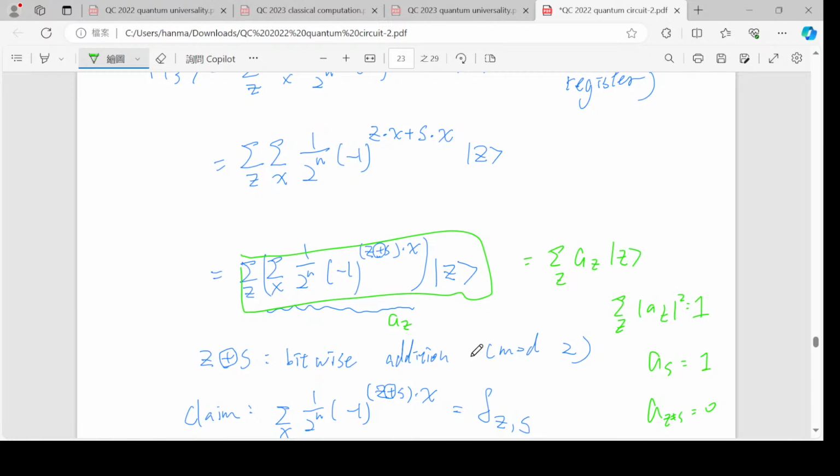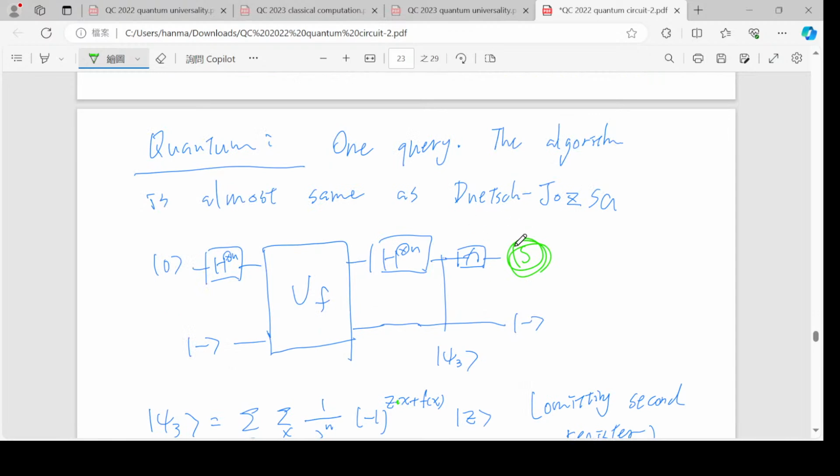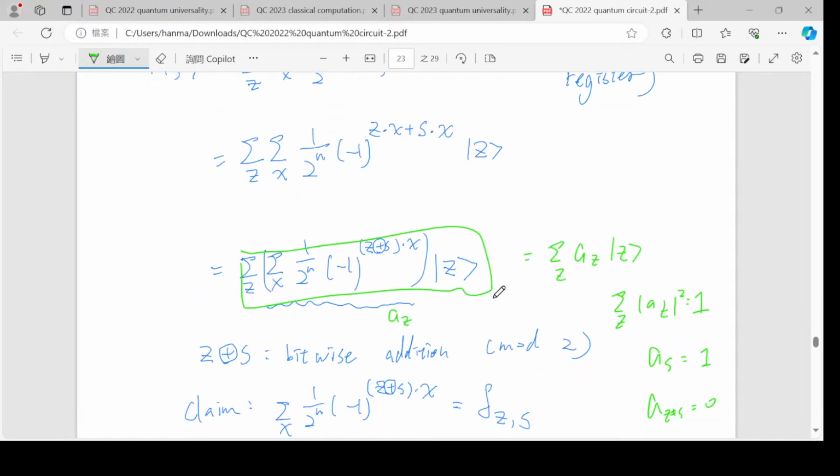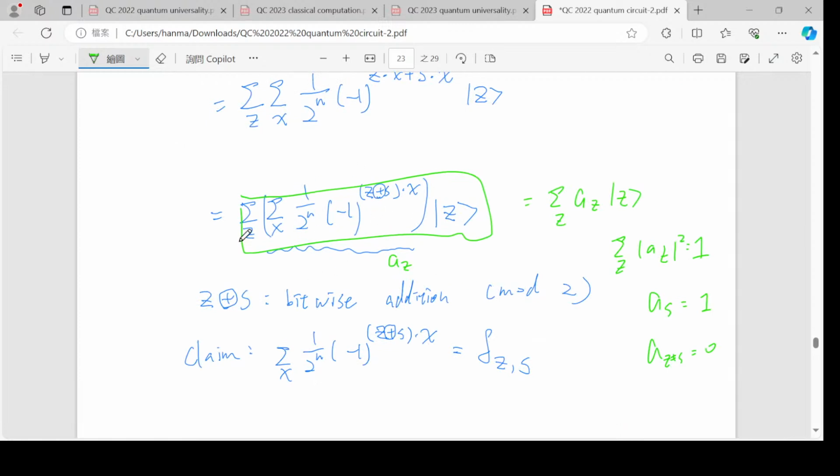So we have this as a phase. Once again, we switch the order of summation, and we have the sum over z, sum over x, 1 over 2 to the n, minus 1 to the z plus s inner product with x. Once again, we are just going to measure in the computational basis. So we want to know this summation over x term, what is this? Let's call this part a sub z, just to make it a little easier.